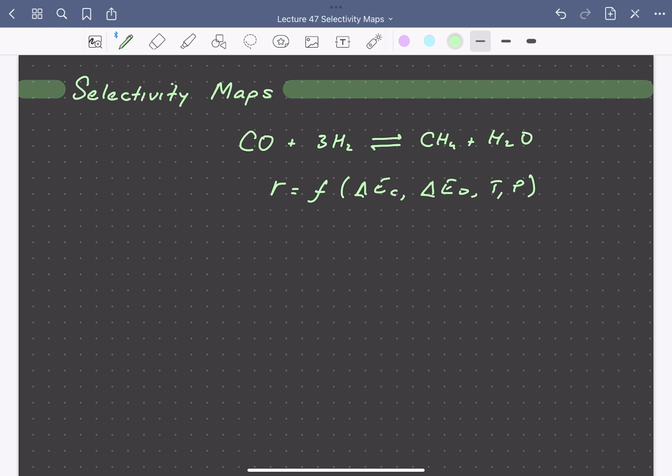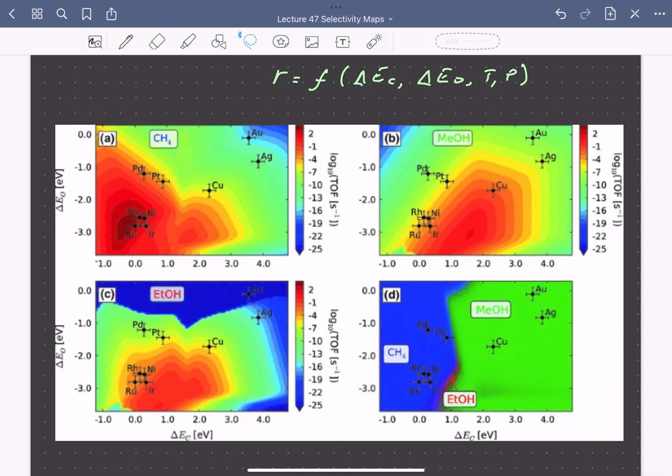Just as we did for methane, activity maps for methanol synthesis and ethanol synthesis can be generated. So in the first three panels here, we have activity maps for methane, methanol, and ethanol production as a function of those same two descriptors, the oxygen binding energy and the carbon binding energy. The methane activity map looks slightly different than it did in the last case because inclusion of these different reaction pathways gives us different routes to getting to methane.